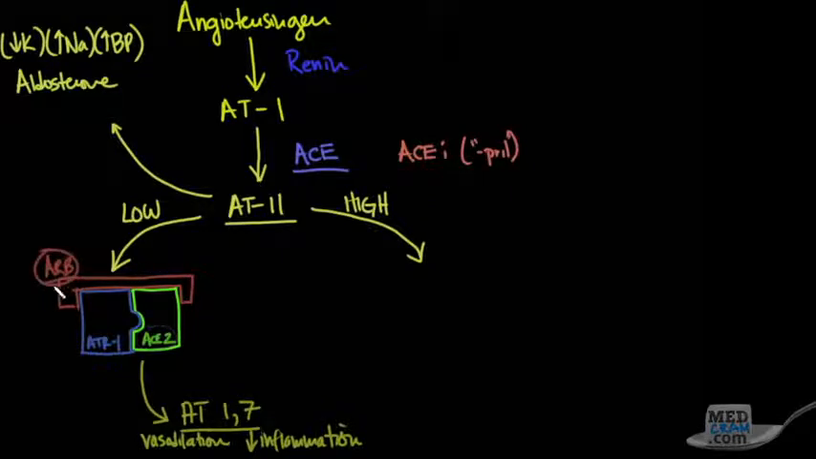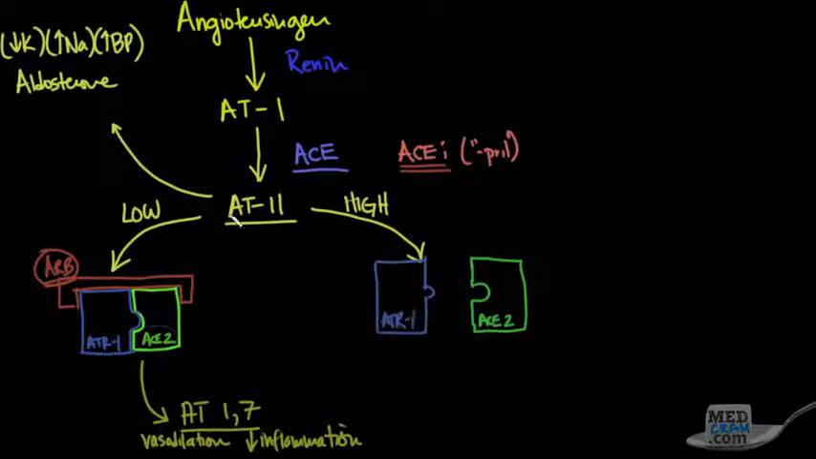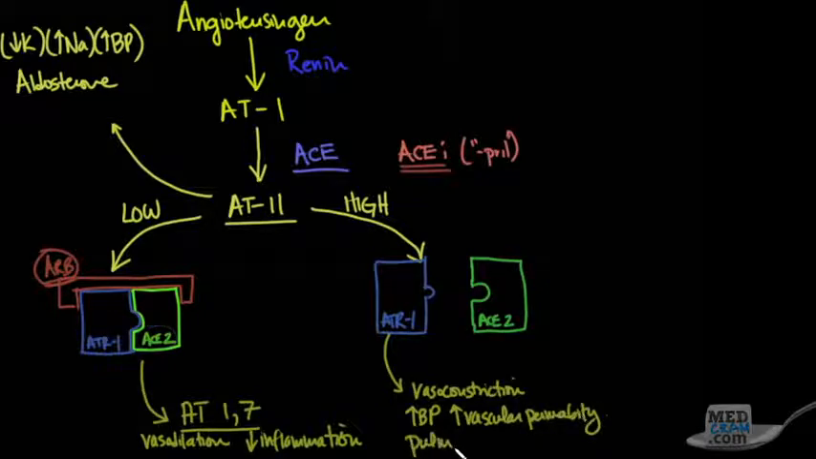So we've talked about angiotensin receptor blockers, and we've talked about ACE inhibitors. If you have high angiotensin 2, this is the situation that you get. You still have ACE-2, but the high levels of angiotensin 2 cause the angiotensin receptor to come off of ACE-2. And when that happens, when angiotensin 2 interacts with angiotensin receptor 1, the result of that is vasoconstriction, increased blood pressure, increased vascular permeability, pulmonary edema, and presumably ARDS.